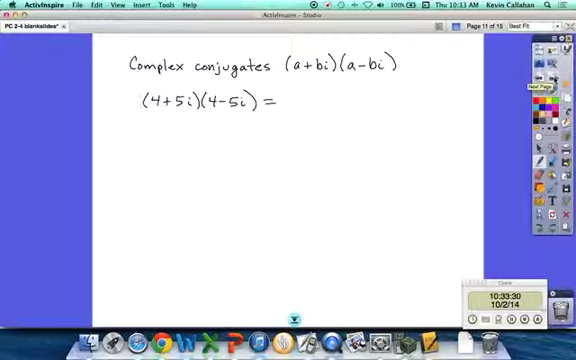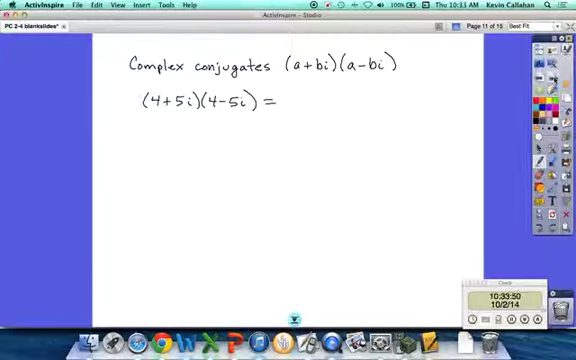Now, when complex numbers differ only by the sign in between the real part and the imaginary part, those are called complex conjugates. A plus bi, a minus bi. Complex conjugates. So let's see what happens when we multiply complex conjugates.